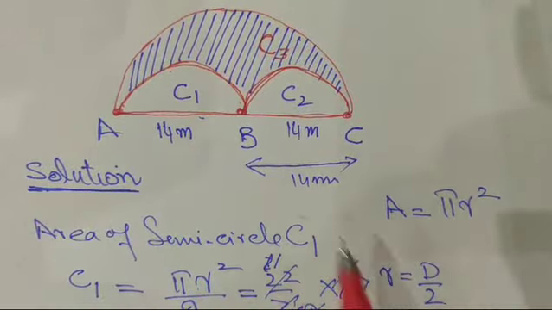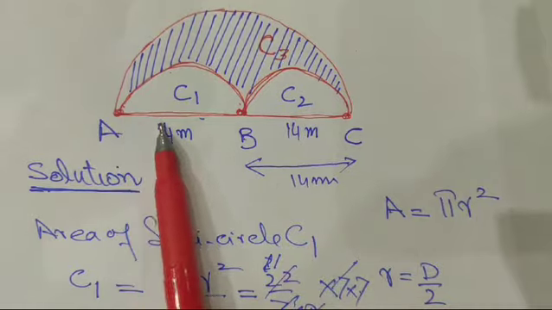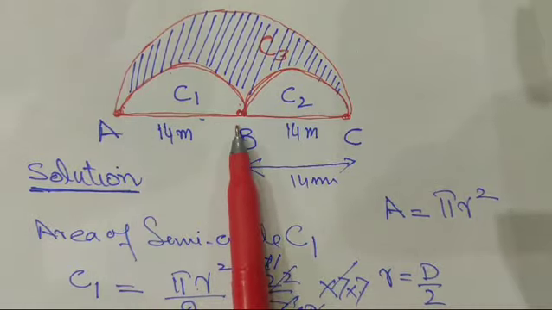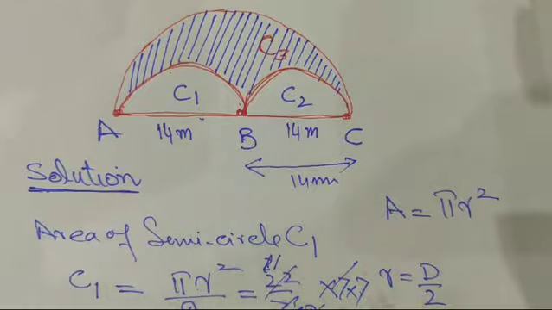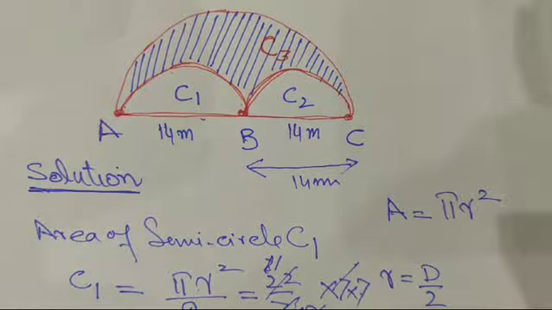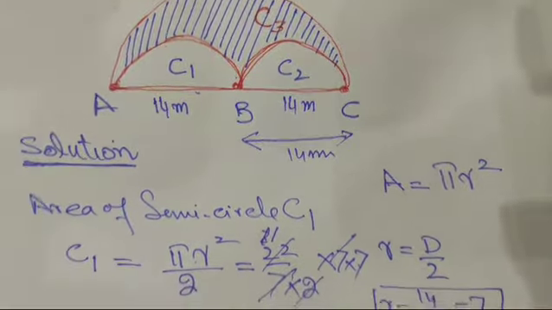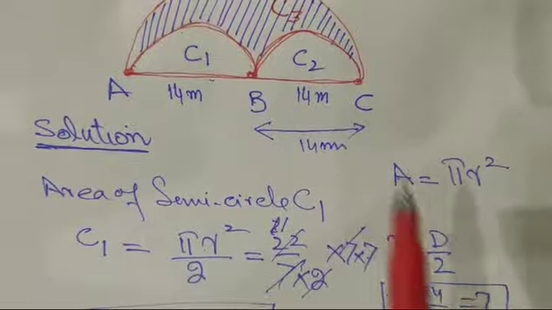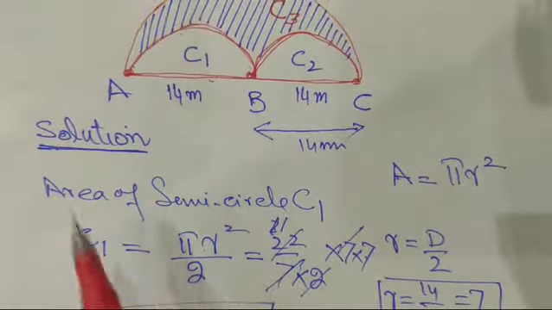So this is the diameter. AB is the diameter of the semicircle C1. What will be its radius? We know that r is equal to d by 2, diameter by 2, that is r is equal to 14 by 2, which is equal to 7. So 7 is the radius of this semicircle.